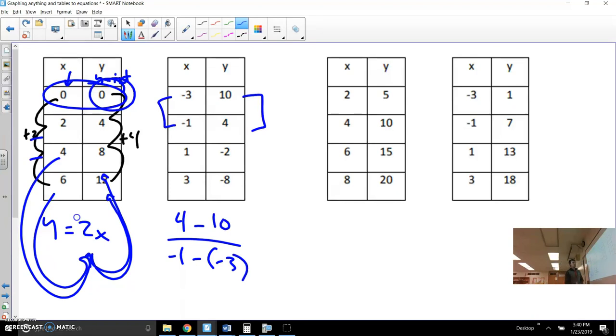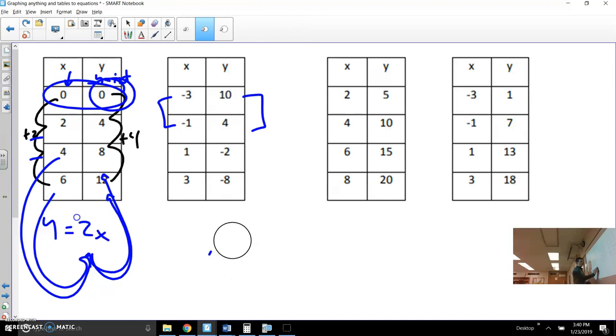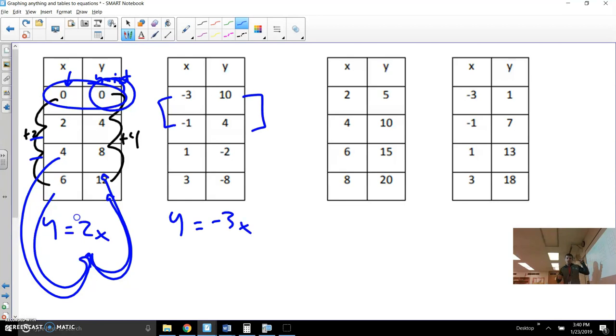So 4 minus 10 is -6. And -1 minus -3, that kind of changes to a +3. And -1 plus 3 is 2. So it looks like these are dividing to be a slope of -3. So that's important at first to figure out what your slope is. So I know this is y equals -3x. But I can't just grab the y-intercept from the table because it's not there. I could maybe figure it out based on some number patterns, but right now I don't really have it.